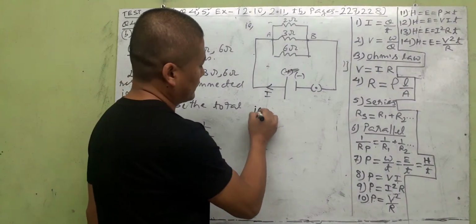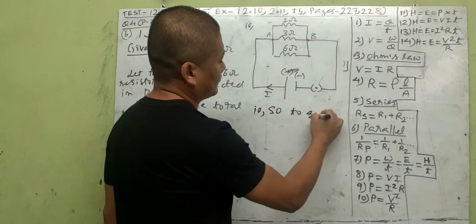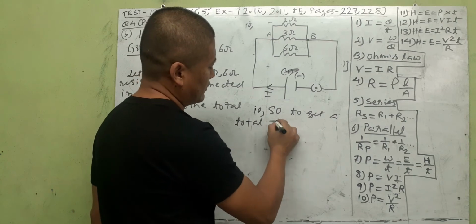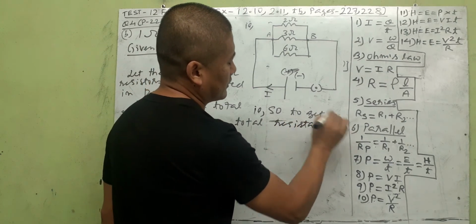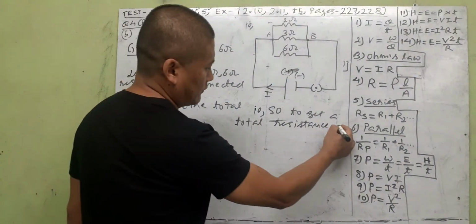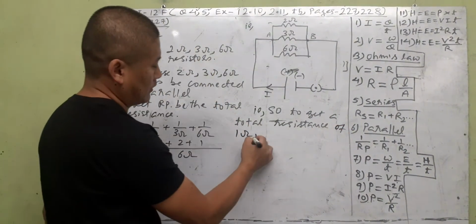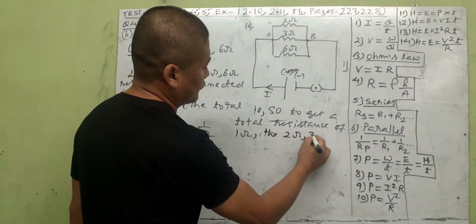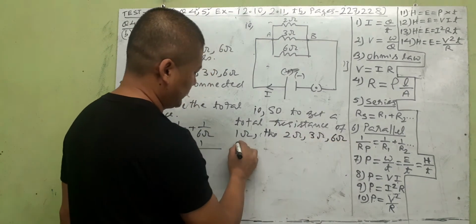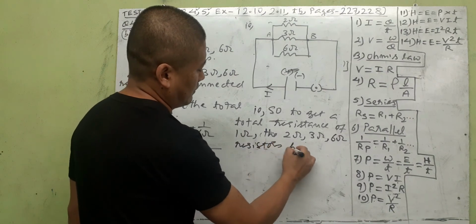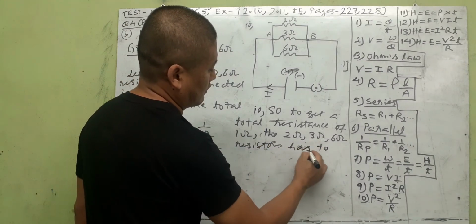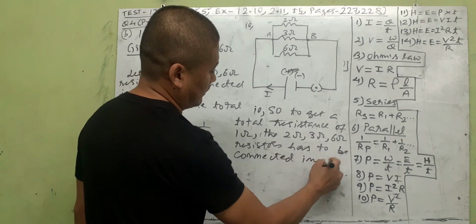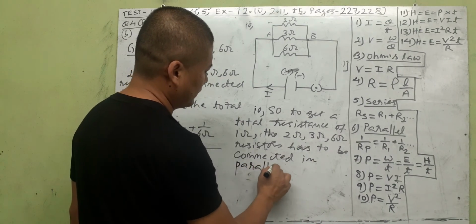So you can write here, to get a total resistance, as the question is requiring us to do, a resistance of 1 ohm, the 2 ohm, 3 ohm, 6 ohm, the three resistors have to be connected in parallel. Then we are getting exactly a total of 1 ohm.